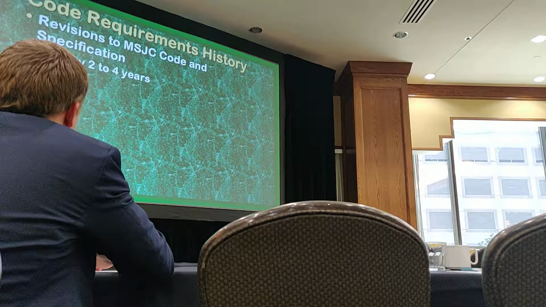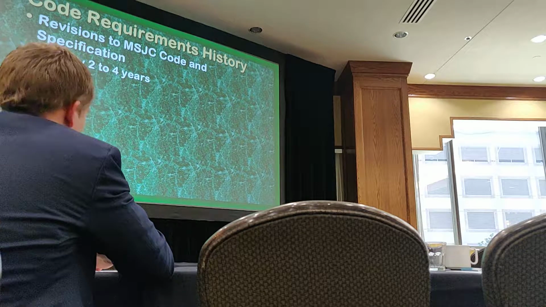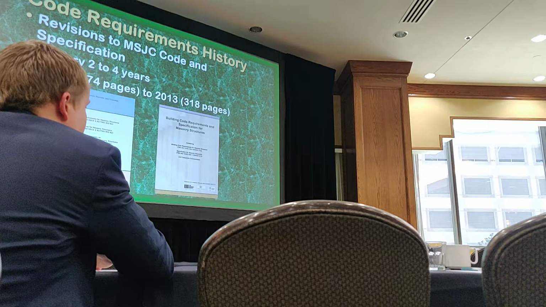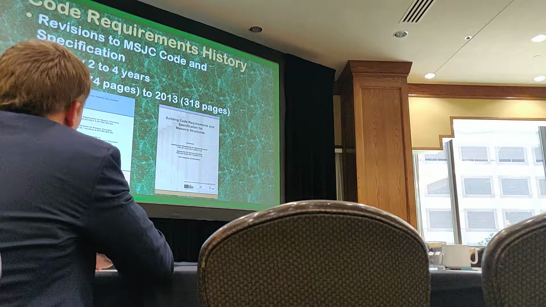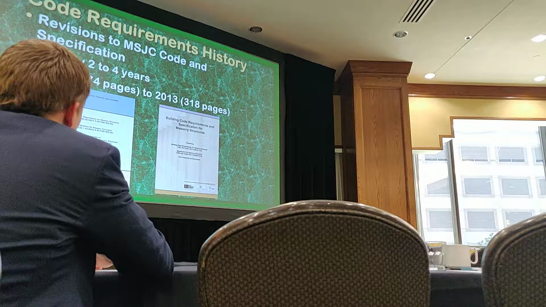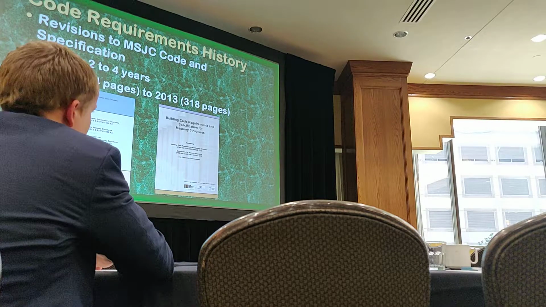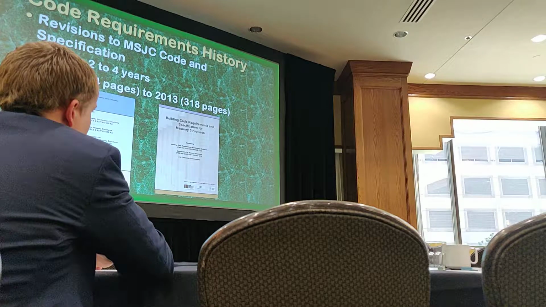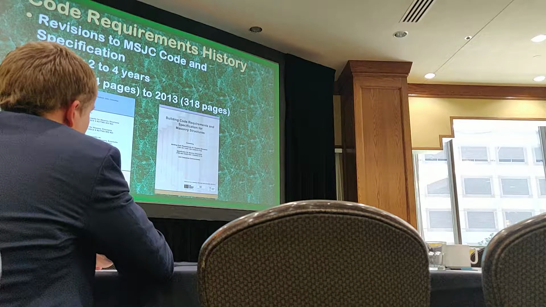Similar to ACI 318, revisions to this document occurred every 2 to 4 years from 1992 to 2013. You get to 2013 and there's a little bit more heft. It's more than quadruple the length. Lots of research and testing, and still more to be done. So, we're still MSJC code.